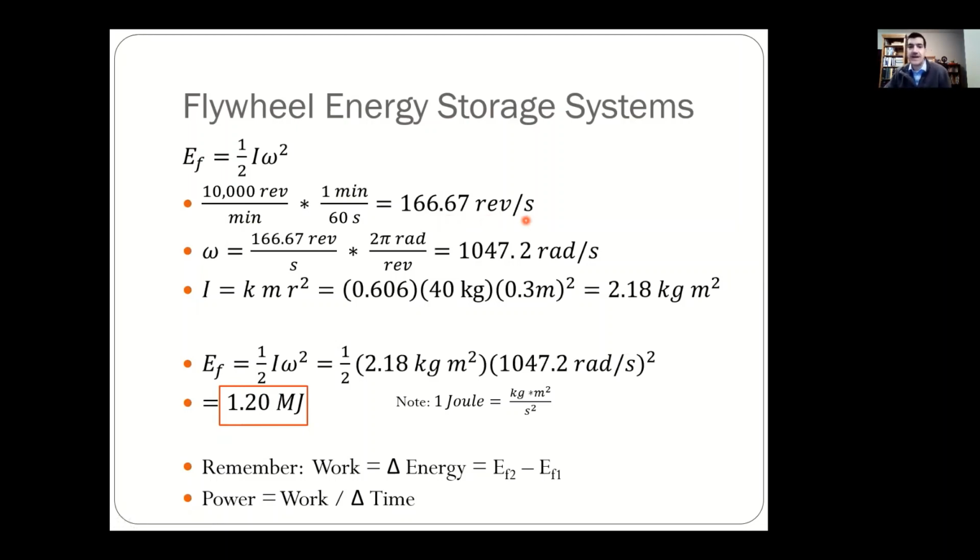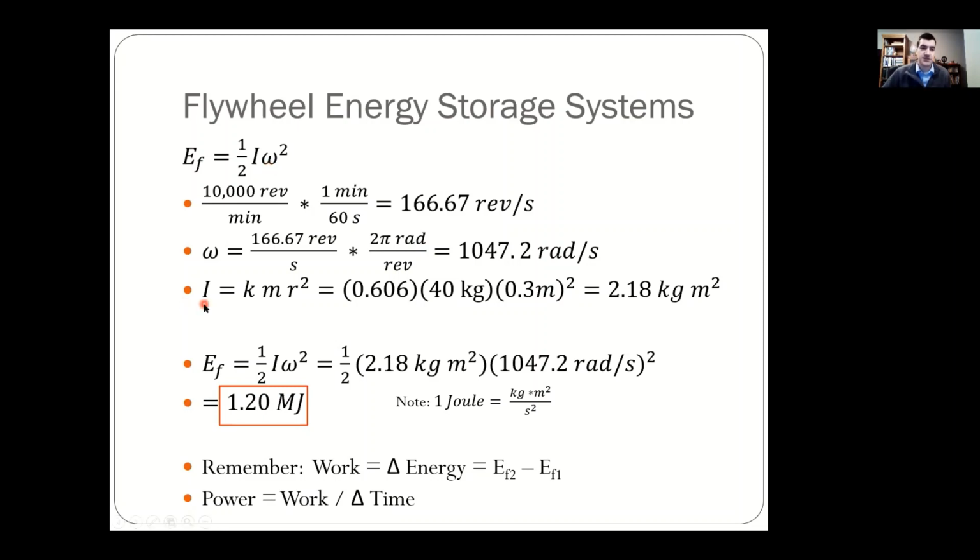Now we want to get into radians per second, and we've got revolutions per second. So remember, there's 2 pi radians in 1 revolution. So to convert from revolutions per second to radians per second, we take it times radians per revolution. That way, revolutions cancel out here, and we're left with radians per second. So we get 1047.2 radians per second. So that's omega that we need to plug in here, and we need to square it when we do that.